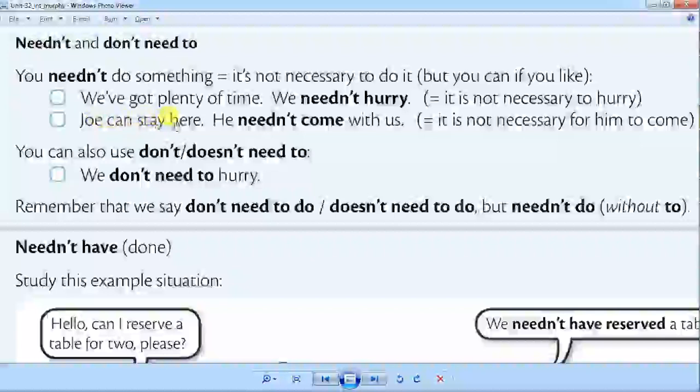Joe can stay here. He needn't come with us.